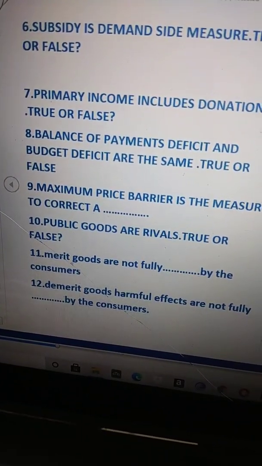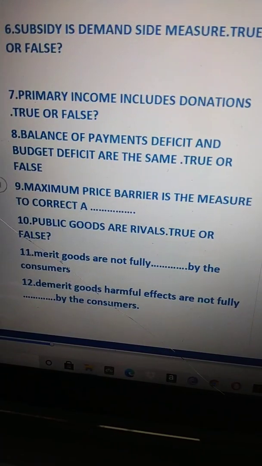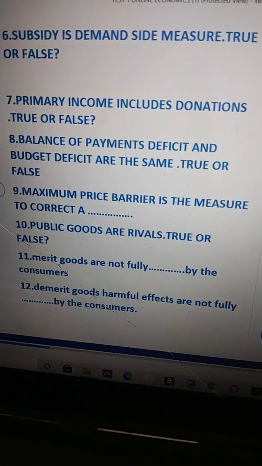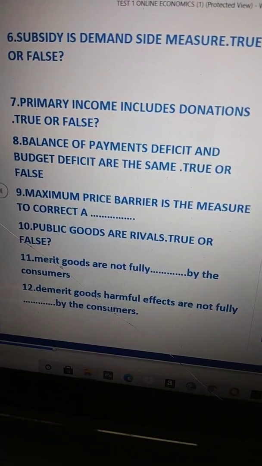Number 7, primary income includes donation. True or false? Donations will be in the secondary income in the current account, so that is false.